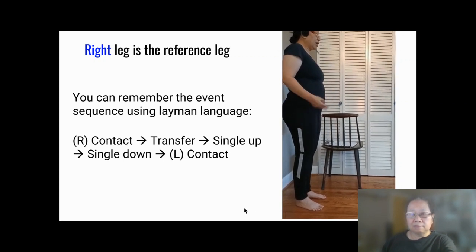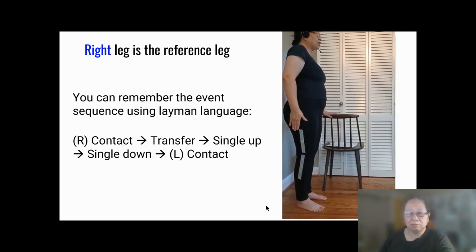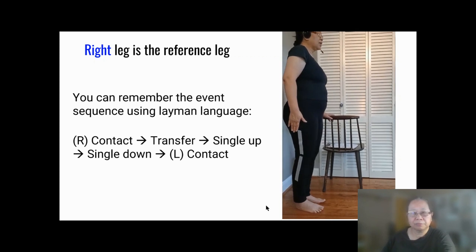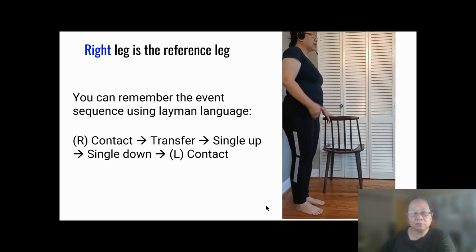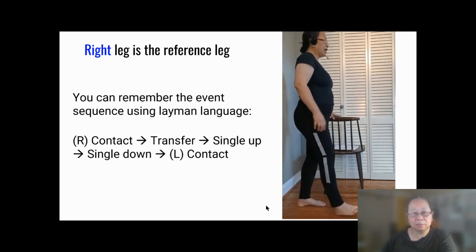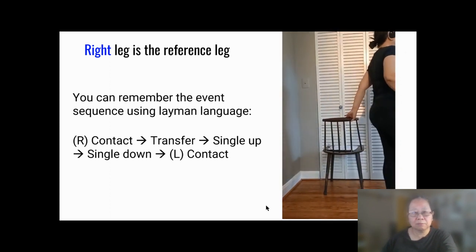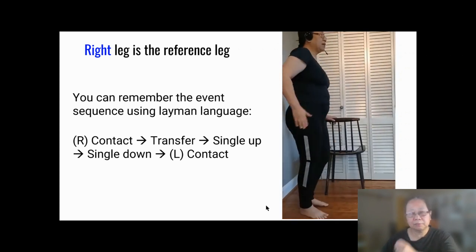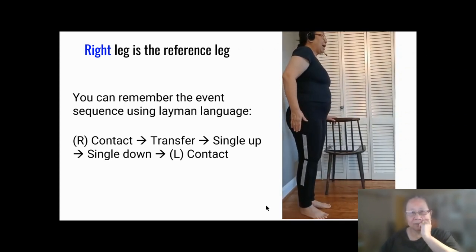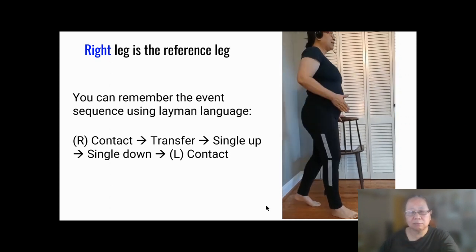The second thing is, I want you to have a chair next to you because in some of the gait phases, there will be only one leg supporting your body. You need this extra chair to keep your balance. So in the slide, I give you the sequence using a layman's description. It's contact, transfer, single up, single down, transfer, and sweep. Okay, we are all describing the right side. So it's easy. It's contact, right side contact, and then transfer.